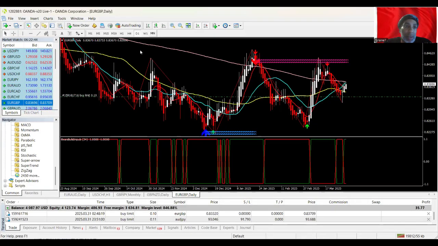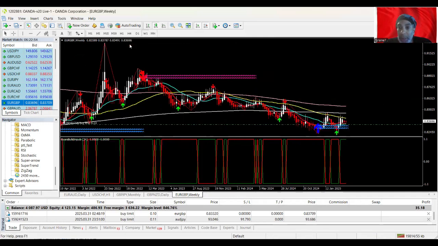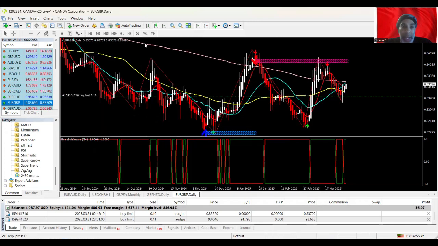This is Euro GBP. We had a reverse signal here on the monthly, and we're starting to get a white candle forming. So I'm thinking that this may be about to go up. We got the weekly, we got the daily, and I actually have a buy limit set. And I'll find this Euro GBP.